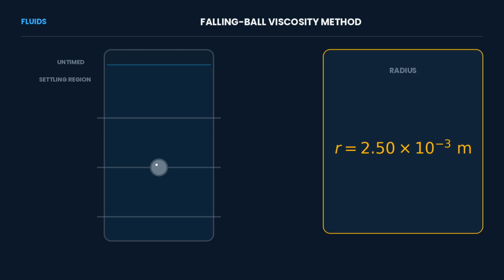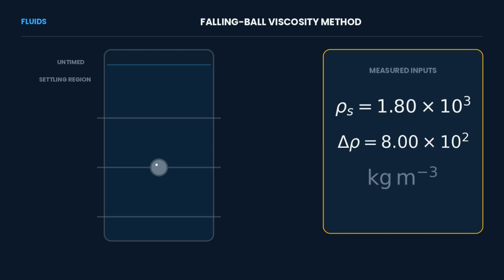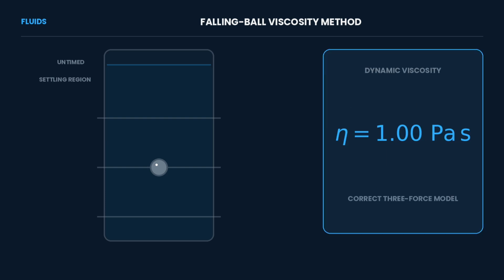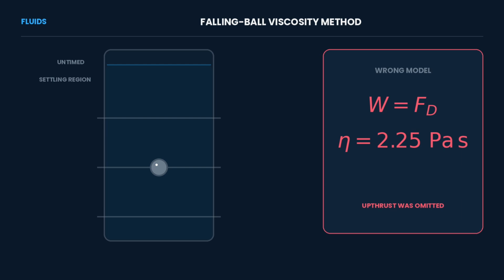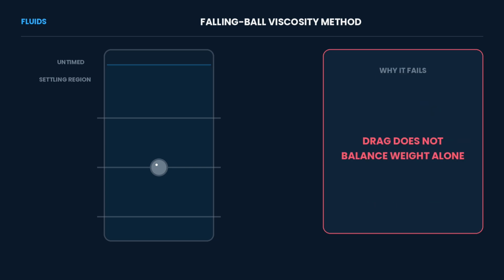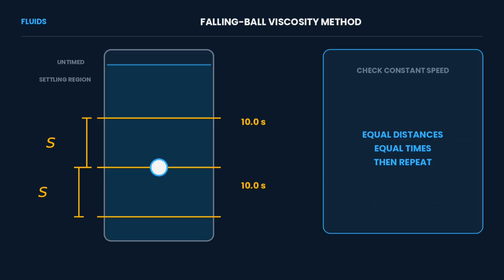So if the radius is 2.50 times 10 to the minus 3 meters, and the sphere density is 1800, and the difference between the sphere and liquid densities is 800 kilograms per cubic meter, both 3 significant figures, substitution will give us 1.00 Pascal seconds. If you set drag equal to weight and omit the upthrust, you get 2.25 Pascal seconds, more than twice the correct value. Confirm equal times over consecutive equal distances and then repeat.